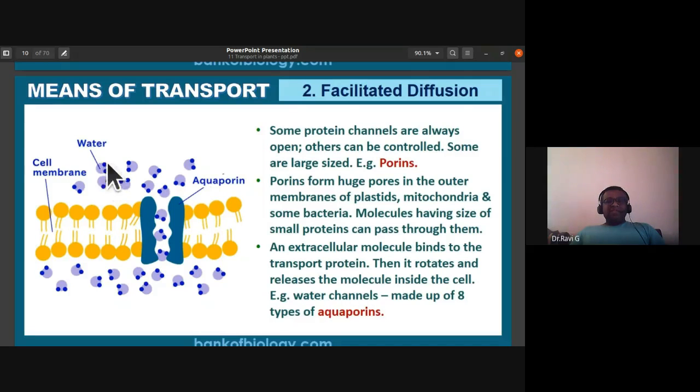Here the extracellular molecule is water. So an example is water channels made up of 8 types of aquaporins. So the water channel is an example of this movement of a molecule, that is water, which binds to the protein channel. Then it is rotated and released inside the cell. Okay, so the example is water channels, which are made up of 8 types of aquaporins. So the water channels are of 8 types. They are made up of 8 types of aquaporins.